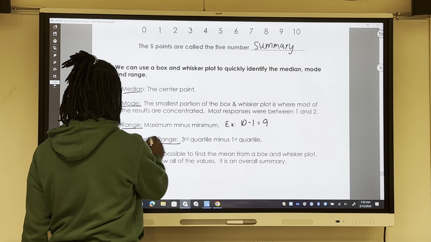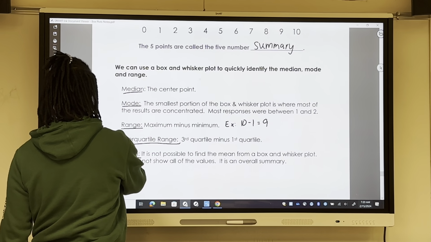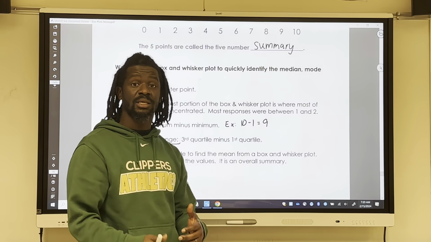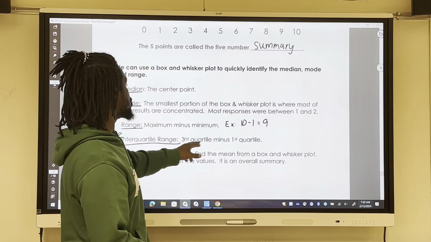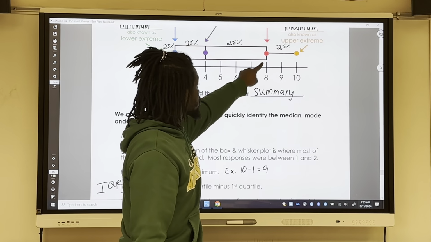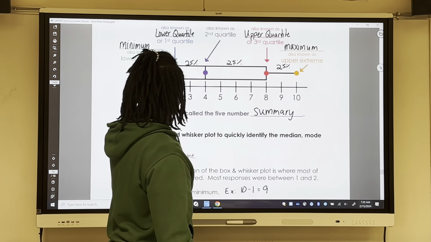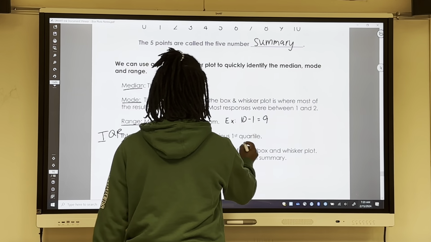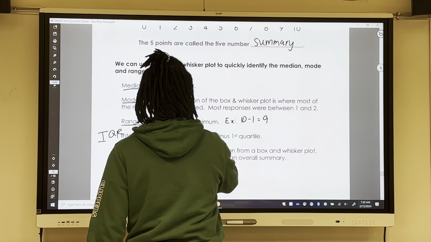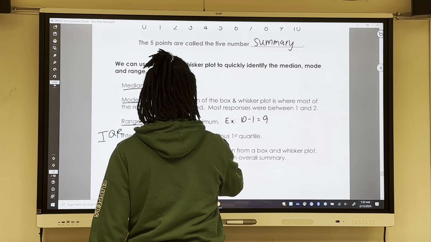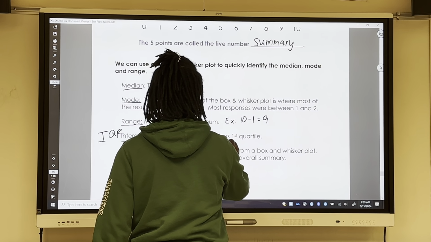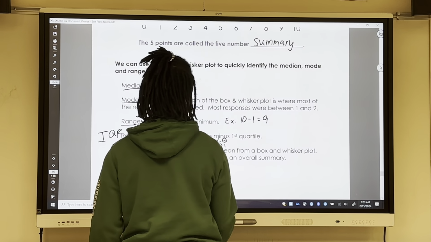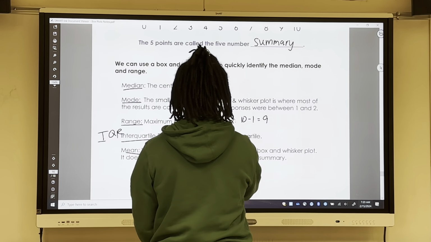This interquartile range, another name for that is the IQR, okay? And to find the interquartile range, all you're doing is you're taking the third quartile and you're subtracting the first quartile. So you're doing, in other words, you are doing the upper quartile minus the lower quartile, or Q3 minus Q1, okay, right?